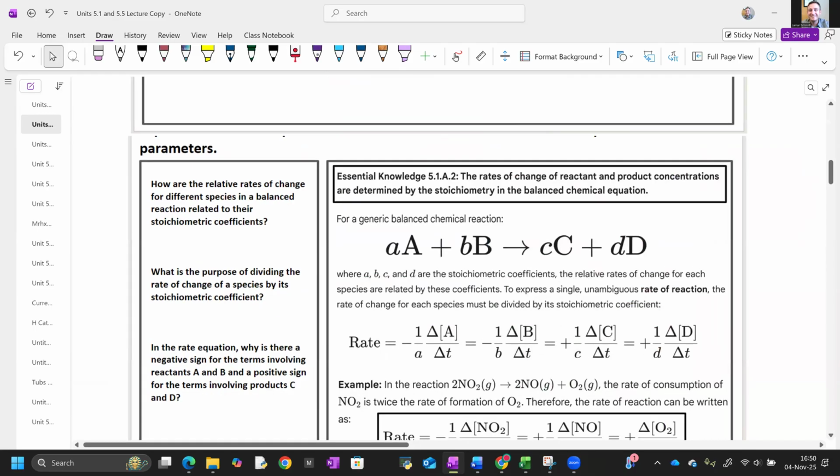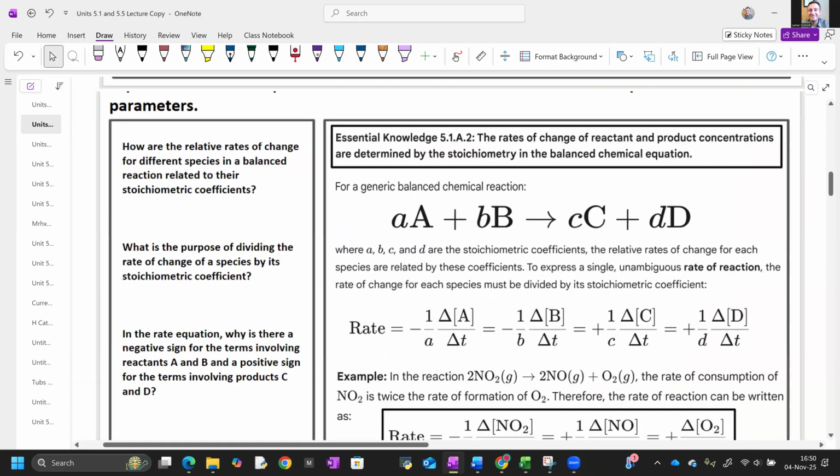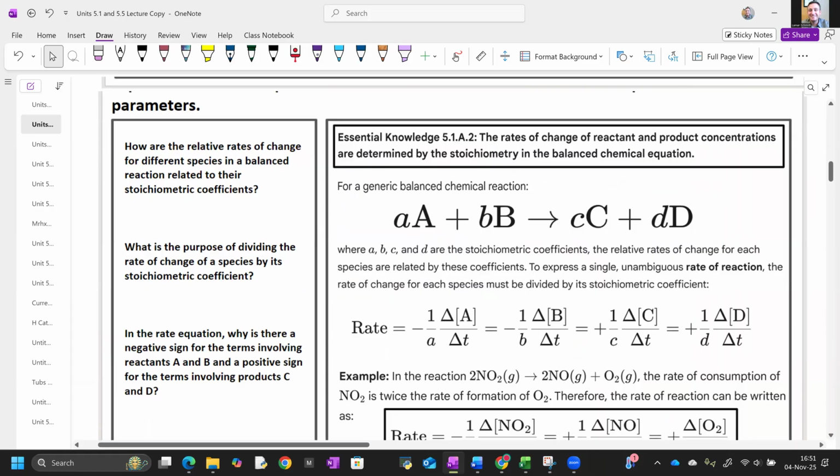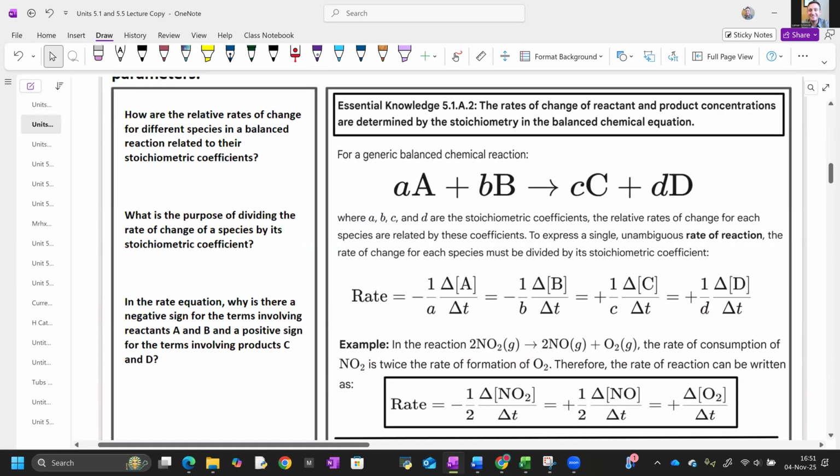And this moves us into our second piece of essential knowledge. This says that the rates of change of reactants and product concentrations are determined by the stoichiometry in the balanced chemical equation. And so here we have a generic equation. And notice on this equation that these lowercase values are representing the stoichiometric coefficients. And so we have to account for the stoichiometry of the reaction in writing the rate expression. Now, when we write this rate expression, we are actually getting the average rate over a given period of time.